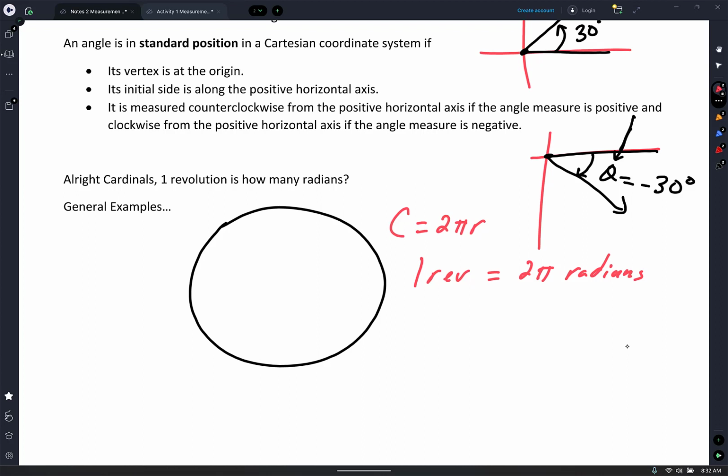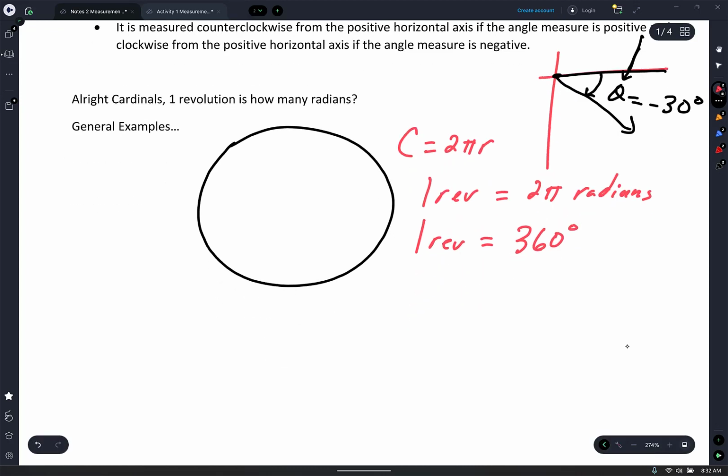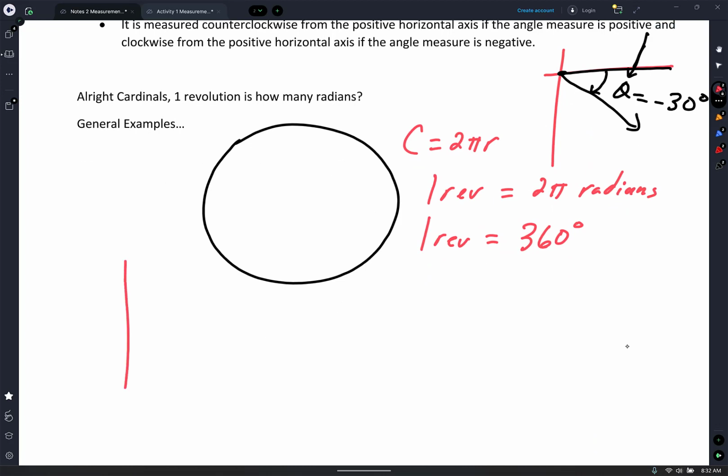All right, what about in degrees? I think you guys are good about degrees. 1 revolution is how many degrees? What do you guys think? Yeah, 360. So this, you guys don't have any issues. Put a little degree symbol in the upper right-hand corner. That means degrees. So 1 revolution is 360 degrees. Cool or not cool?